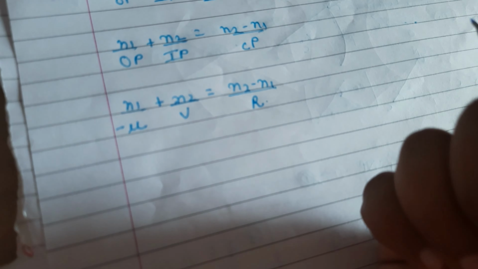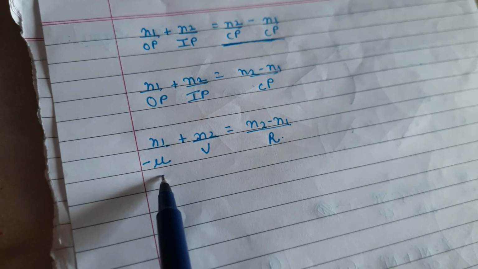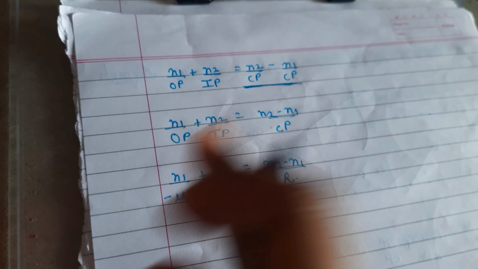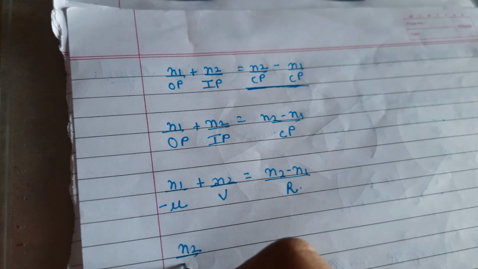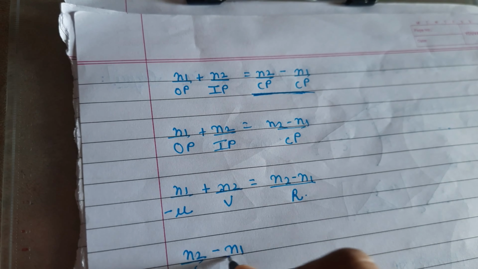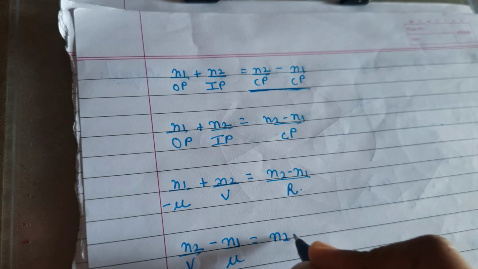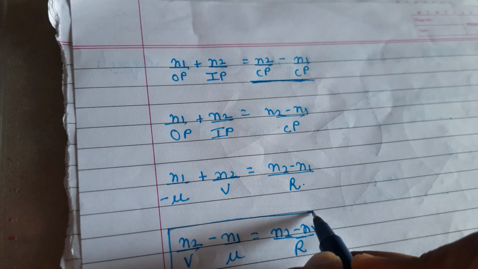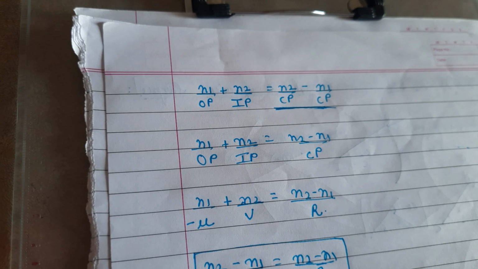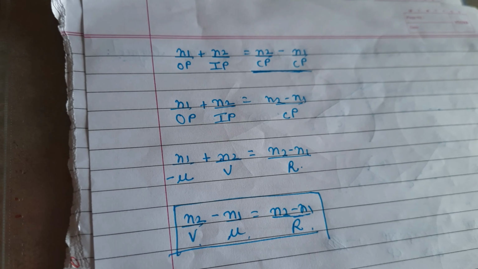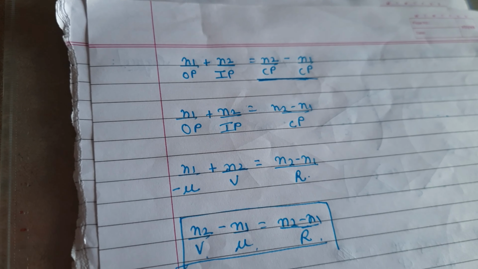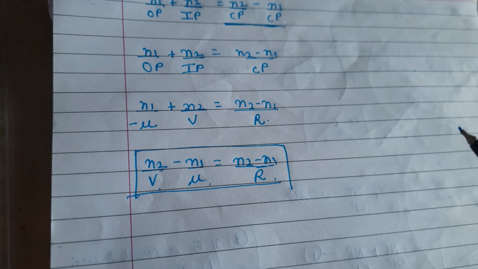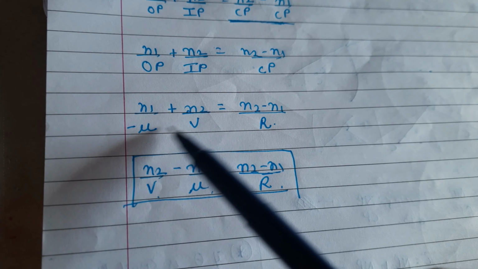Okay. Now the minus over here does not look appropriate, it does not look good. So we'll just shift it over this side. So n2 by v minus n1 by u equals n2 minus n1 by R, and that's our final formula. If you do not shift this also, no one can call it wrong, but just for the sake of soothing our eyes, we did this. So yes, that was the derivation for this formula.